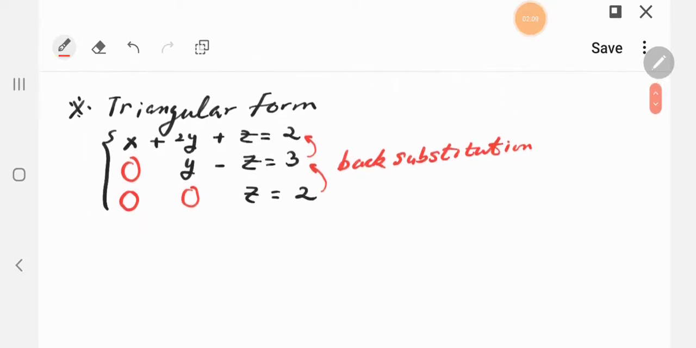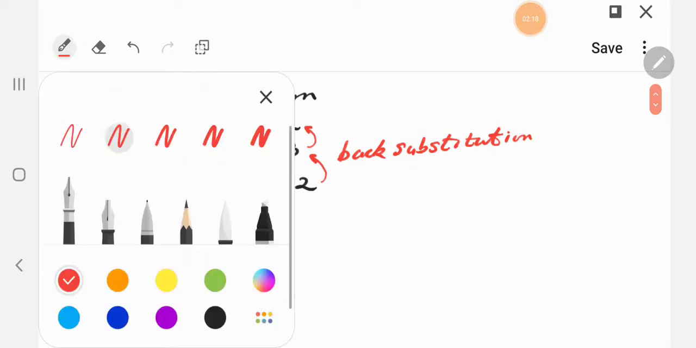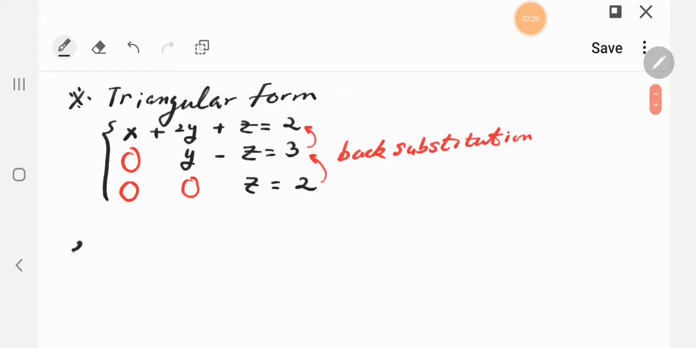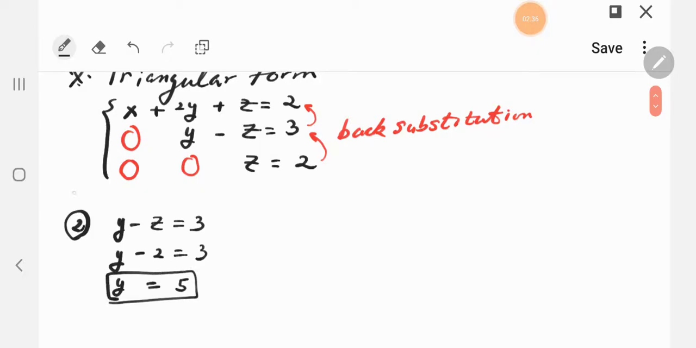Okay, then let's find the solution for this system of equations. Since we know the z value equals 2, let's find the y value from the second equation. Since z is 2, replace z with 2, then add 2 to each side, so y equals 5. So we have the y value. From the third equation, we know that the z value is 2.